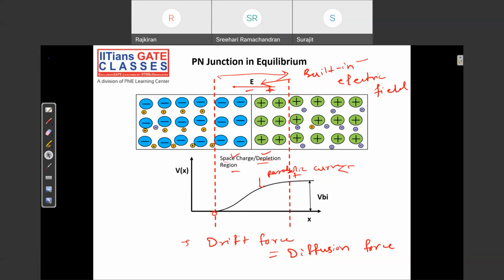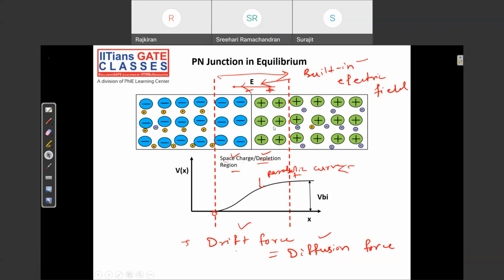So at equilibrium, drift force equals diffusion force. Drift force means the force due to the built-in electric field, equal to the diffusion force. Clear to both of you? Any question at this point? Okay, so now we'll discuss mathematically.